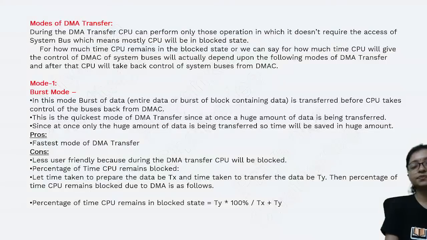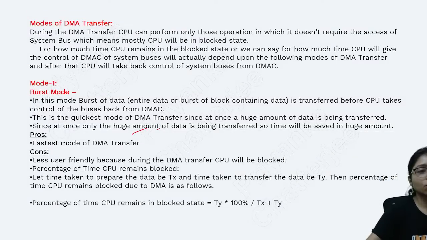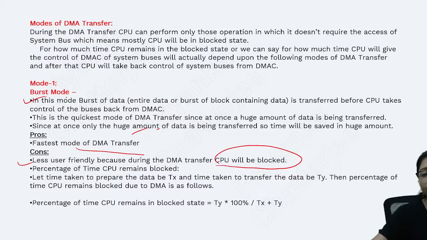Whenever you see burst mode, how is it working? In this burst mode, it transfers, before the CPU takes control of the buses, lots of data together, a chunk of data, all at a time. That's why it is called burst mode. So it is the fastest DMA mode, but regarding CPU utilization it is not good, less user friendly, because the CPU will be blocked for a long time. When the DMA transfer is going on, the CPU is blocked. That's why regarding CPU blockage it is not good, but regarding DMA it is good.